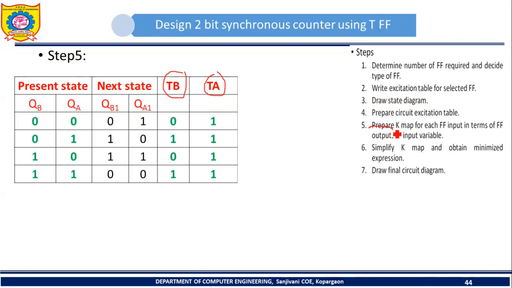So I hope now this point is clear to you. Prepare K-map for each flip-flop input, in terms of flip-flop output as input variable. Whenever a K-map is to be designed, we require input variables. So out of these 4 columns, which should be considered as input variables? The flip-flop outputs. We have two flip-flops, A and B. One output is QB and the second one is QA. So you have to use these two variables as input variables.